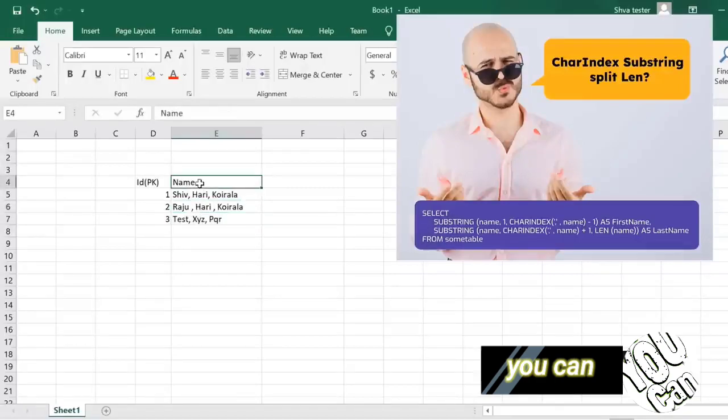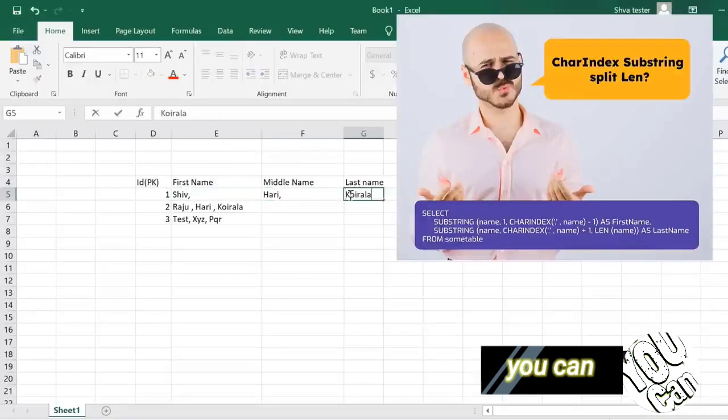So what the first normal form says is to create different columns. Every column should have a single value. So you should have a first name, a middle name, and a last name. So atomic value means that Hari goes here and then Koirala goes here like this. So this is how you satisfy the first normal form. It should have atomic values.